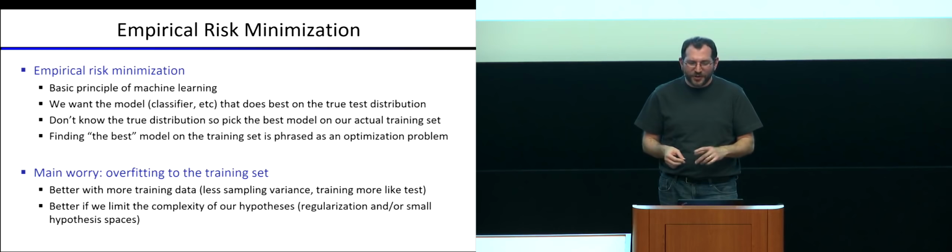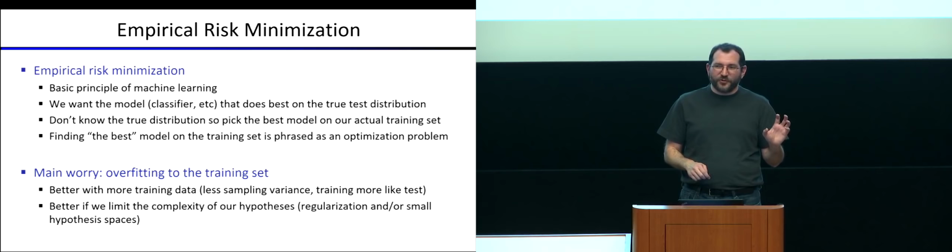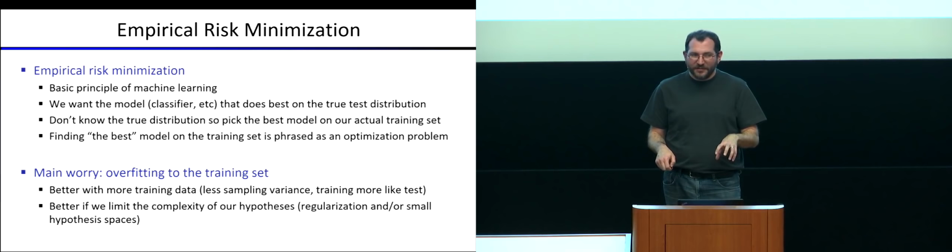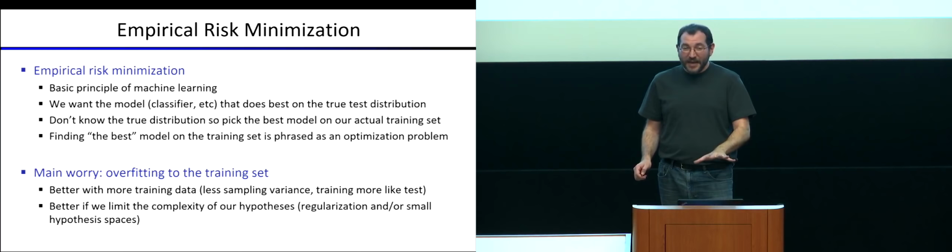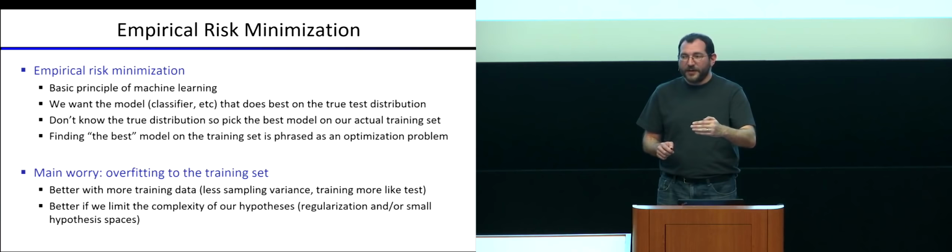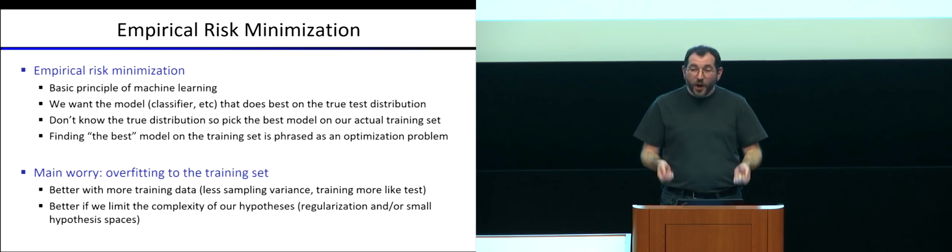Well, what you do know is you have a training set. You can't pick the parameters which are going to do best for your true test distribution. So instead, we try to pick the best model on our training set and hope there's a connection between those two. Finding the best model on your training set is usually phrased as an optimization problem. Today, we're going to appeal more to direct estimation of probabilities, but by the time we get to optimization-based methods over the next couple lectures, you'll see this more generally. You optimize some quantity on your training set in the hopes that it will remain optimized on the test set, or at least nearly so.